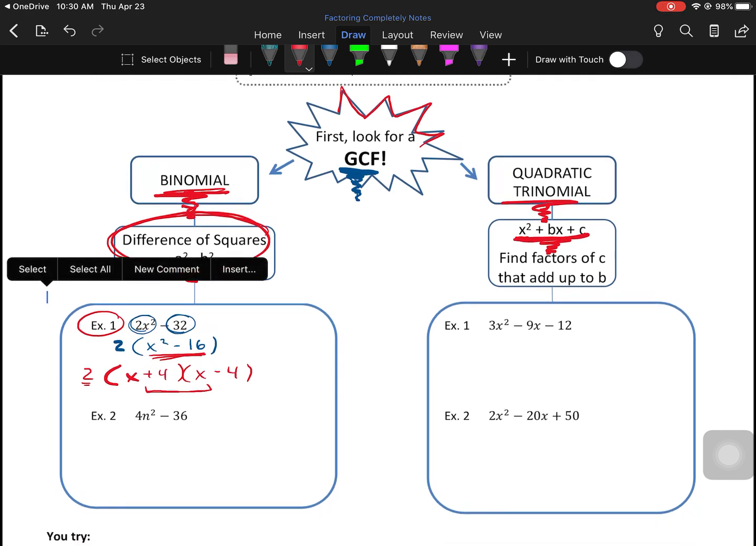So that's factoring completely because if you think about it, we did GCF factoring here, and then here we did difference of squares. So we did 2 different kinds of factoring right there in one question.